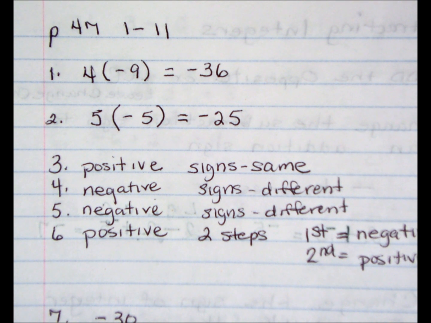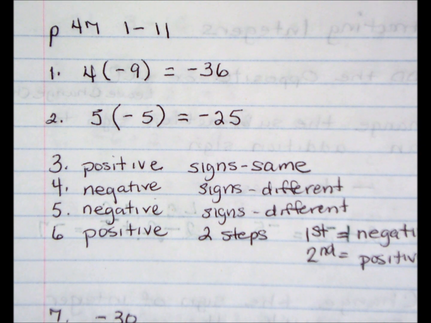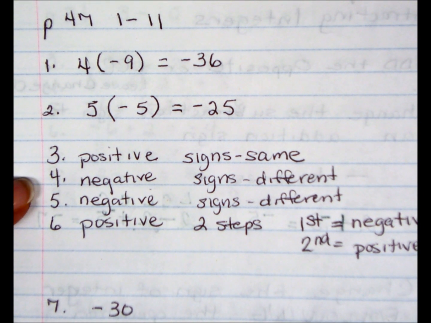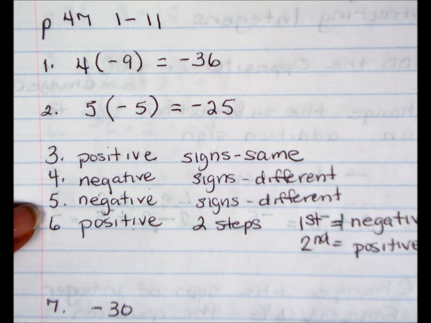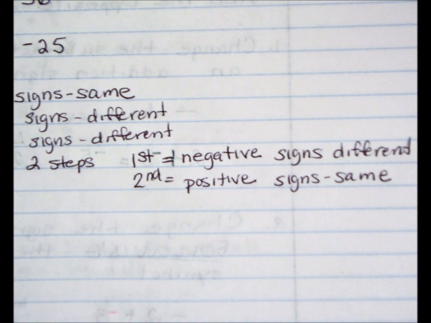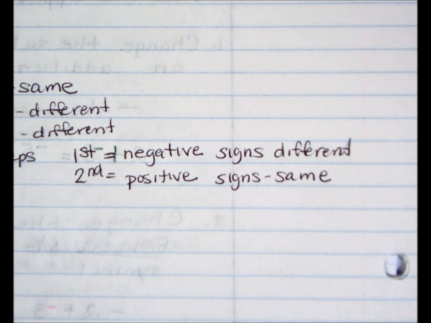The next section says don't compute them, just tell whether it's going to be positive or negative and explain why. Well, number 3 was positive because the signs were the same. Number 4 was negative because the signs were different. Number 5 was negative because the signs were different. And number 6 was a little trickier because they did 2 steps. In the first step, the signs were different, and so the answer ended up negative. But because the next integer was already negative, the signs were the same. So your final answer actually ended up positive.